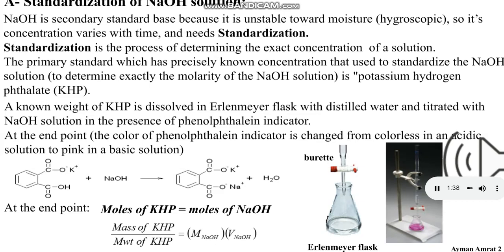According to the equation, KHP reacts with NaOH in a 1 to 1 mole ratio, so at the end point, moles of KHP equal moles of NaOH. The weight of KHP and the molar mass of KHP are used to calculate moles of KHP, which is equal to moles of NaOH. From the calculated moles of NaOH and the volume required to reach the endpoint, we can calculate the molarity of NaOH used.